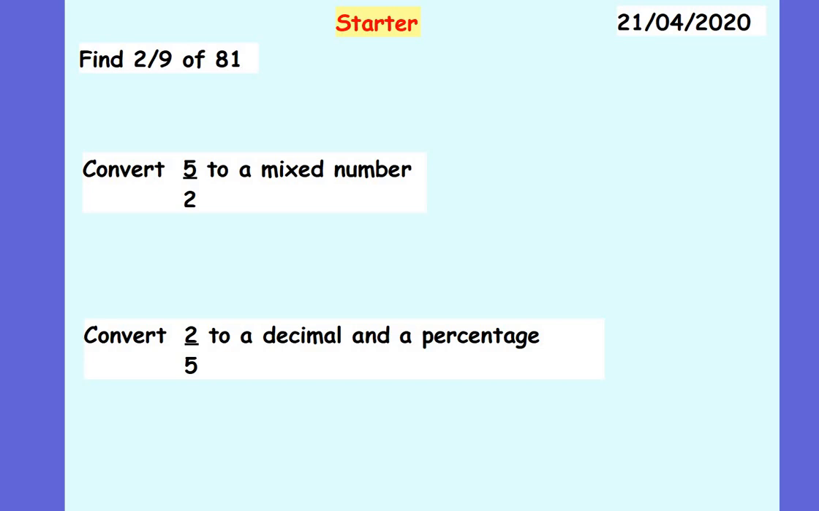Okay, let's go through some answers. I've got 2/9 of 81. If I wanted to find 1/9 of 81, I'd do 81 divided by 9, which would give me 9. If that's 1/9, to find 2/9, I need to do 9 times 2, which should have given you 18.